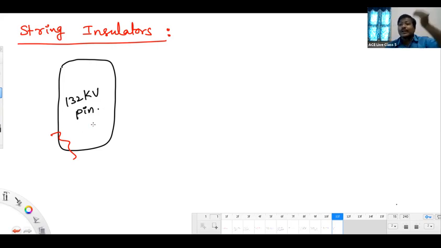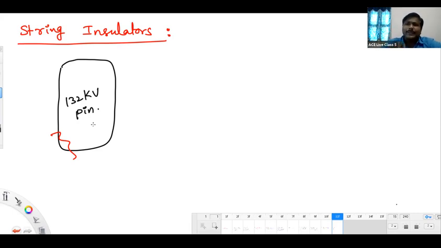One more problem. Can we extend this voltage range to a higher level, 220 kV, 400 kV, by making some modifications? May not be possible. So these are various issues if you go for a single body insulator for higher voltage levels like 132 kV, 220 kV, 400 kV and so on.